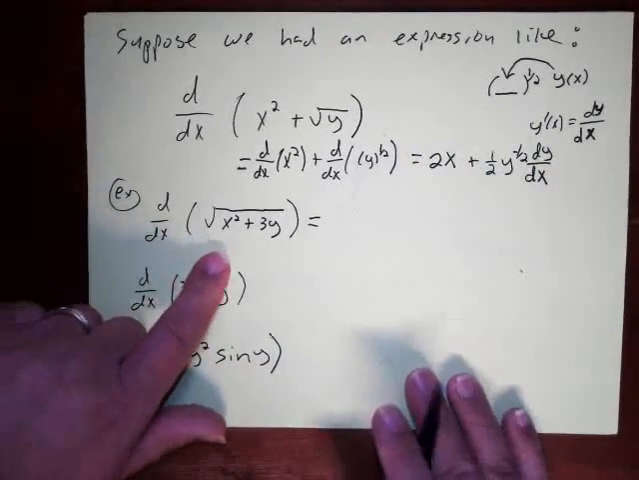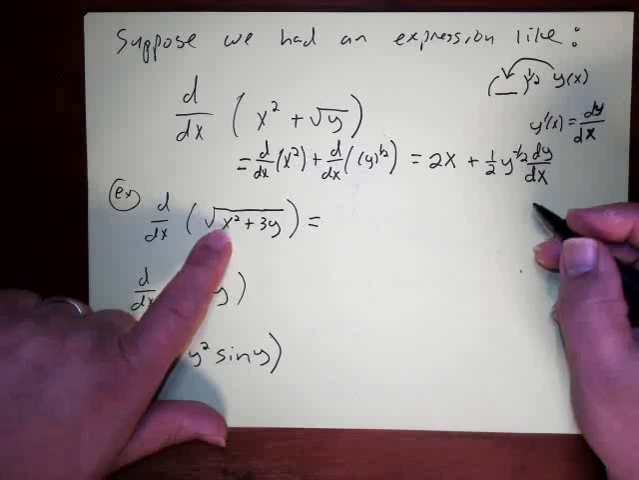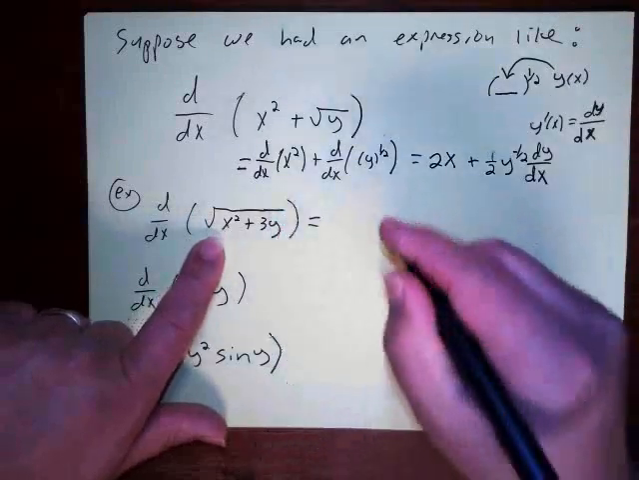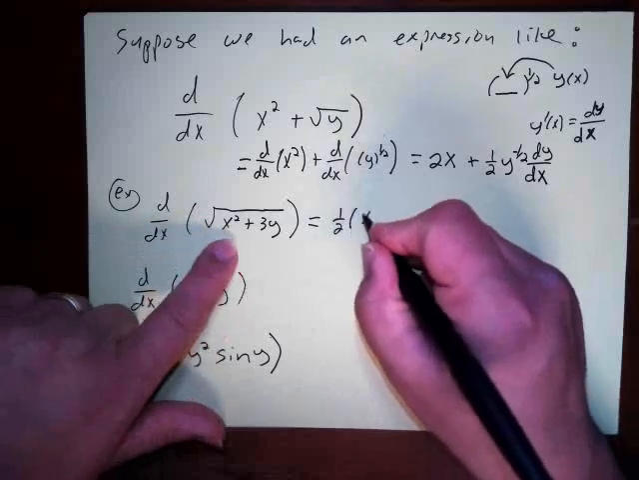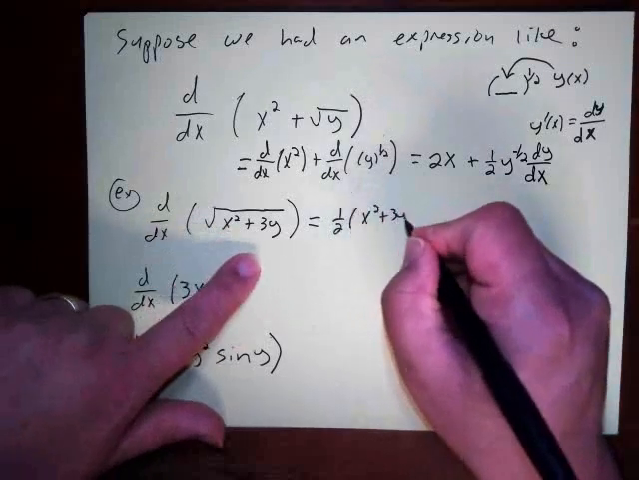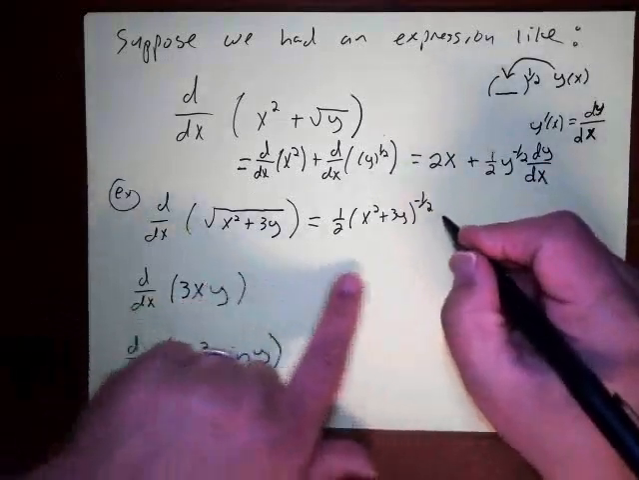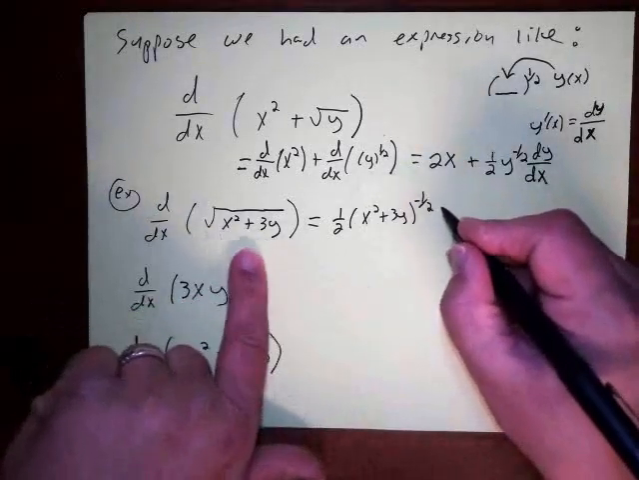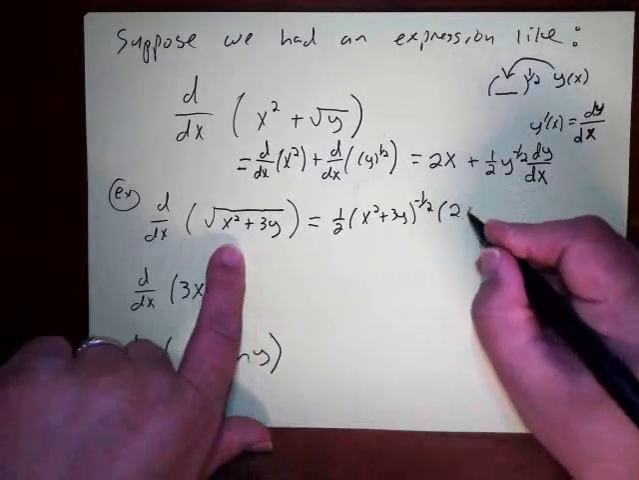So this one, I have an outside function, which is the square root function. So I'm going to take the derivative of that, evaluated at the inside function. So it'd look like that. And then I need to take the derivative of the inside function, which would just be 2x.